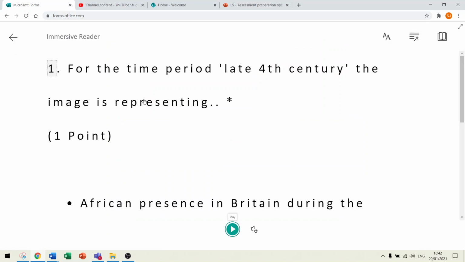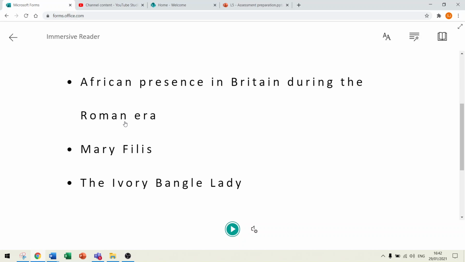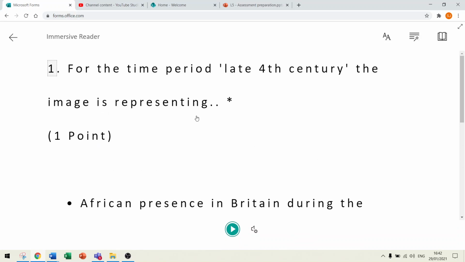So it loads it up, has the question, it's in bigger writing as well if you prefer that, and what it'll do is it will read the question for you. So we'll have a listen to it.